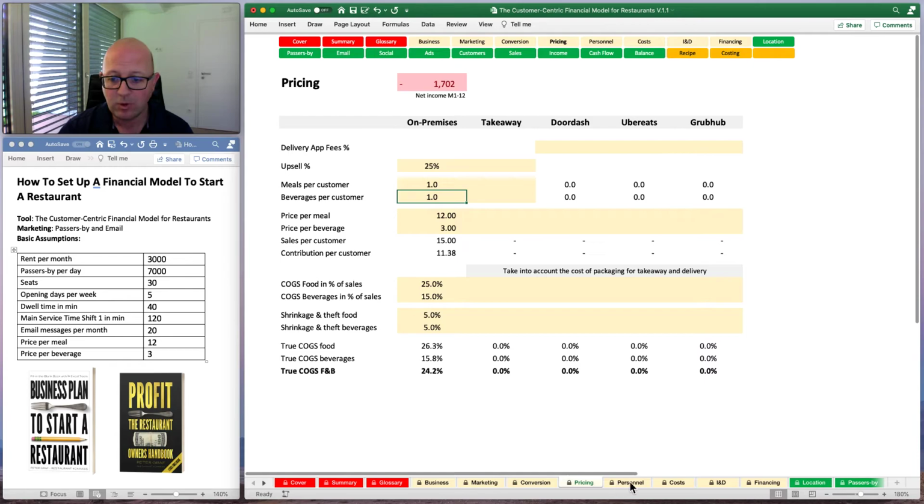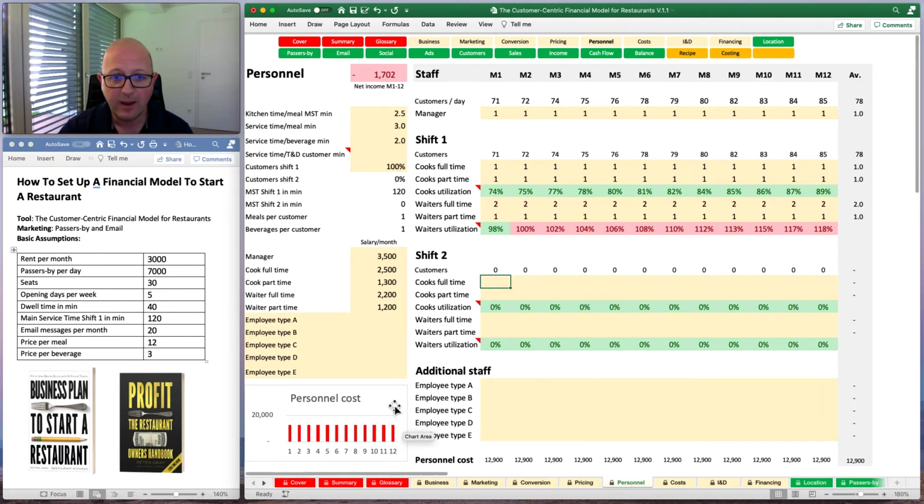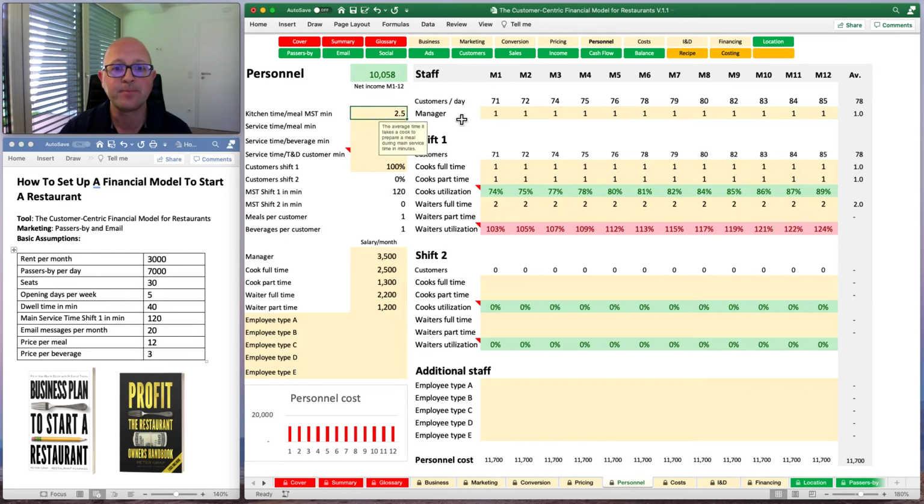And we look further, and we look at here within the kitchen time, service time, let's say here service time, we can improve our service and reduce our personal costs. So as we see, okay, now we can save one part-time waiter, and this won't be able, I think.